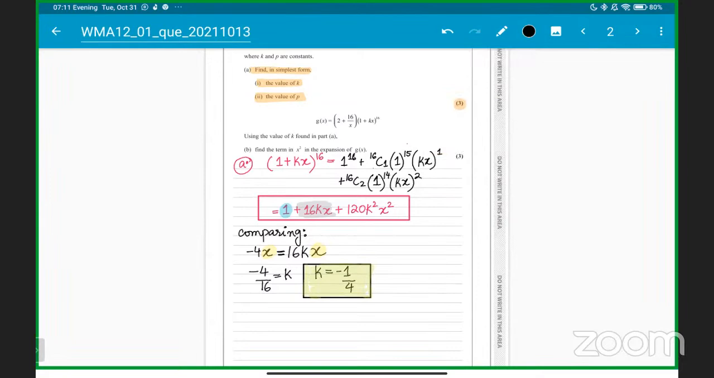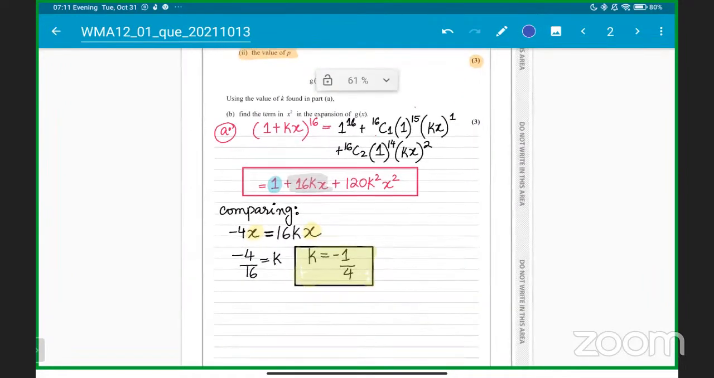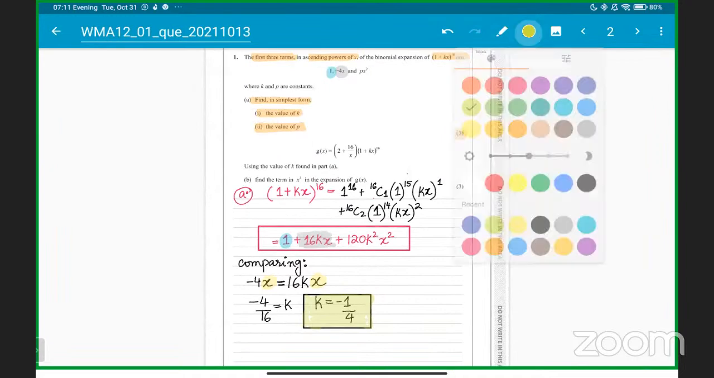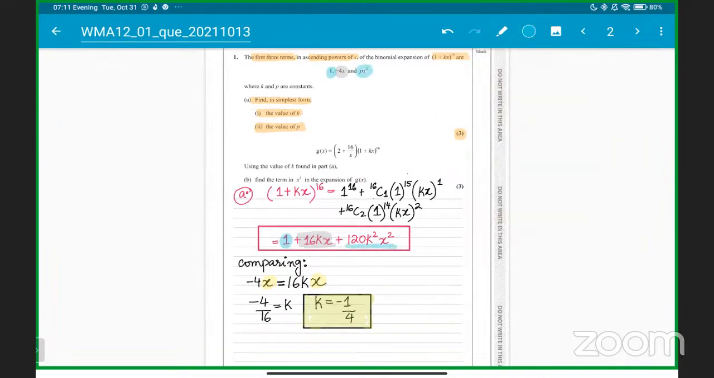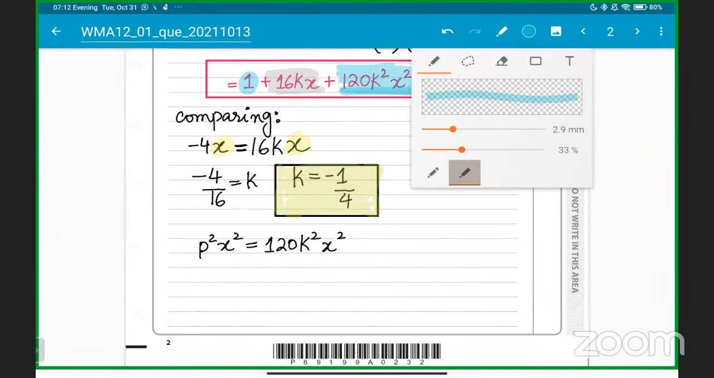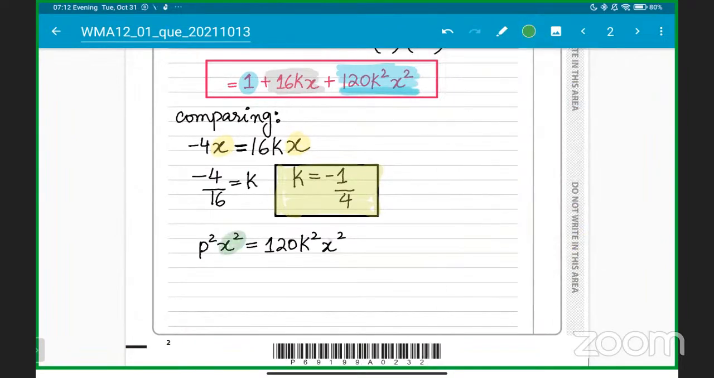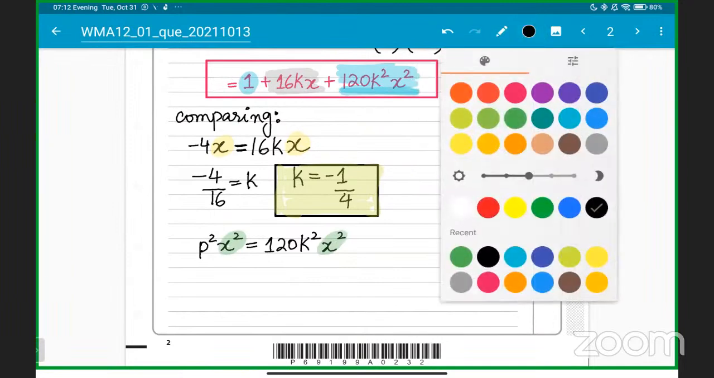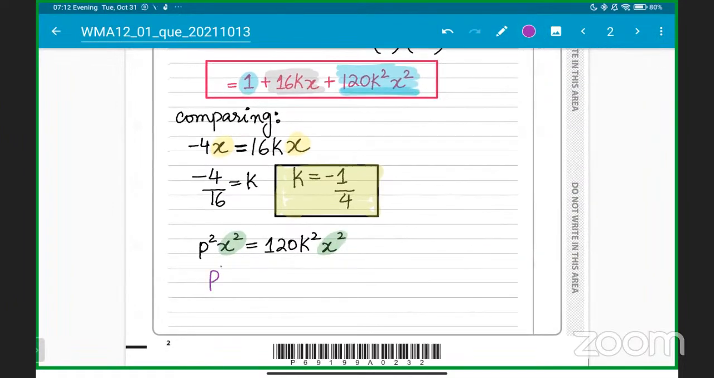Here is our answer. The next thing we have to find is the value of p. The value of p will come from px² compared with 120k²x². So here we go, it is going to be px² is equal to 120k²x². We said that x² and x² will cancel out. We need to find the value of p. We already have the value of k now, so we'll multiply k with minus 1 over 4 as a whole square. Just substituting the k value, okay?